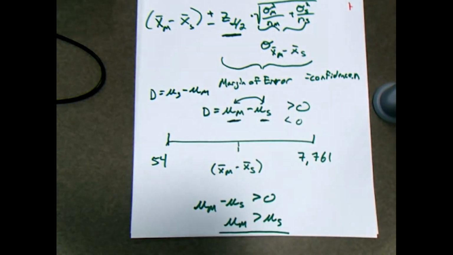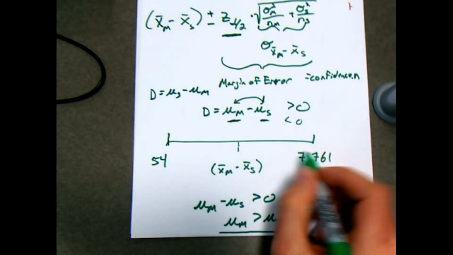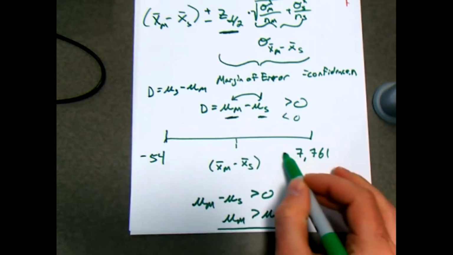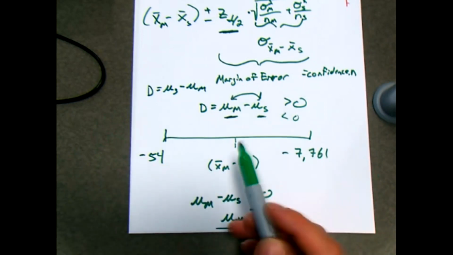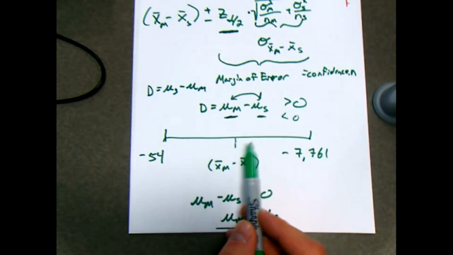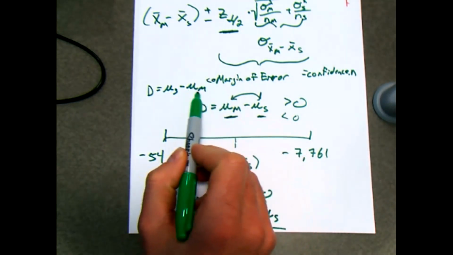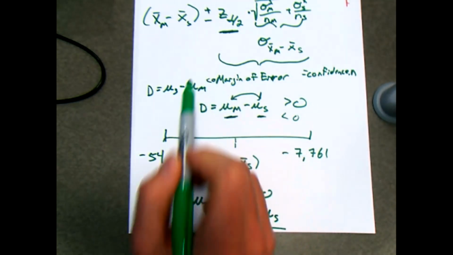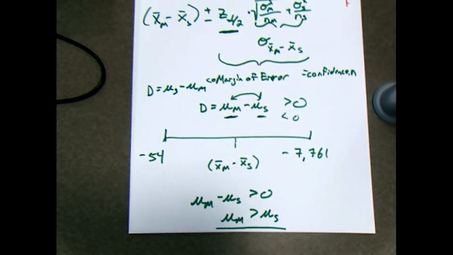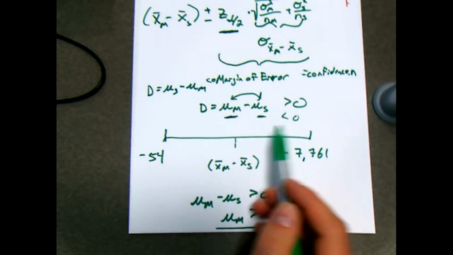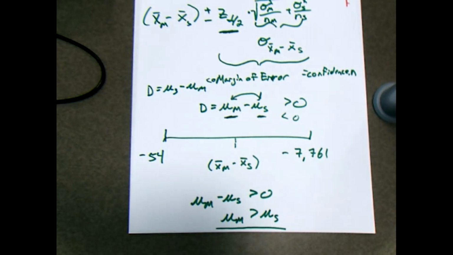Everything's going to be exactly the same. It's just that these are going to be negative, in which case I should plot them the other way. But if I know that this difference is less than zero, that's really telling me the same thing: Midwestern schools must have a greater enrollment than Southern schools. So it doesn't matter what order I set it up in, it'll lead me to the same conclusions.